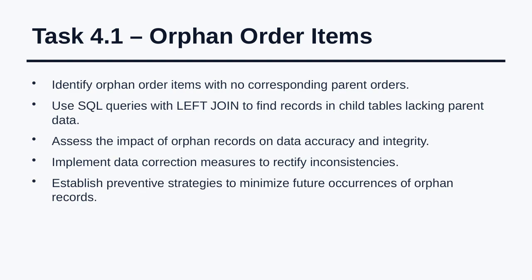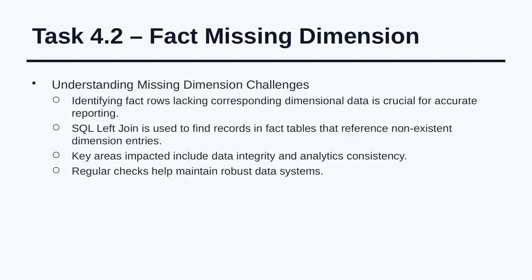Moving forward, we'll explore how to apply these principles practically and continue strengthening data quality across the system. When working with data warehouses, it's important to ensure that every fact record, like a sales transaction, properly links to its related dimension data, such as customer or product details.